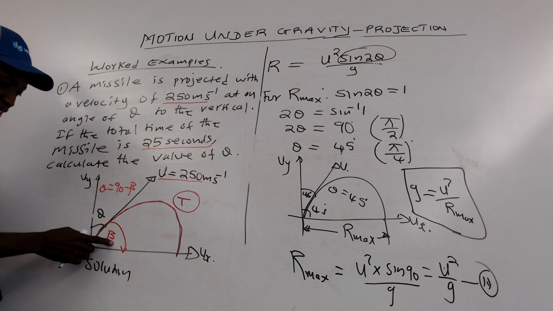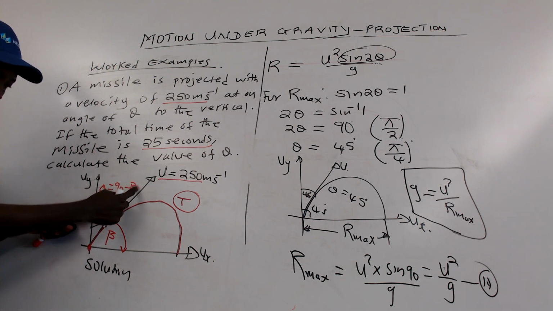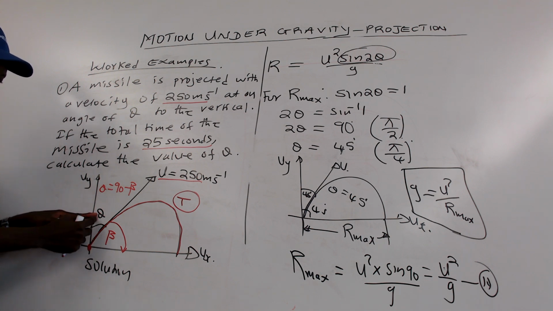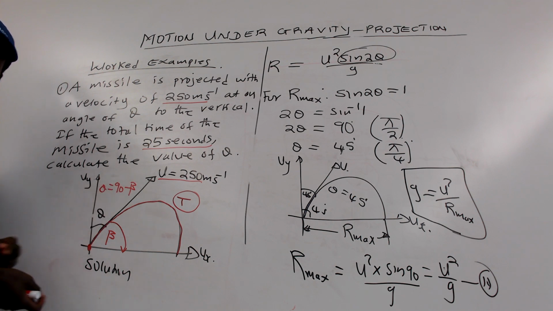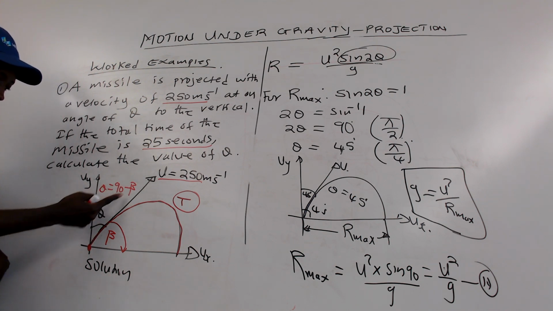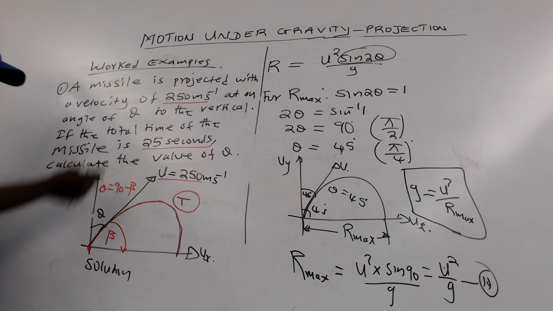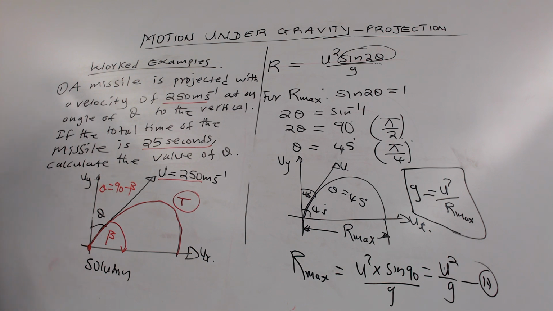So if beta is 10, theta is going to be 90 minus 10. If beta is 15, theta is going to be 90 minus 15. If beta is 20, theta is going to be 90 minus 20, and so on. So we need first to find beta, and that value we'll slot in here. We carefully find the angle theta, because the angle of projection is this, not outside. So we need to take note of this.